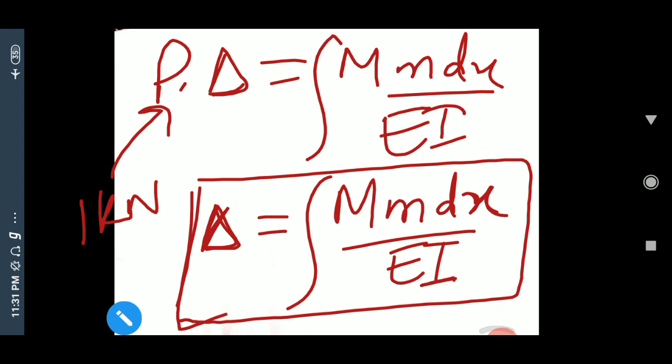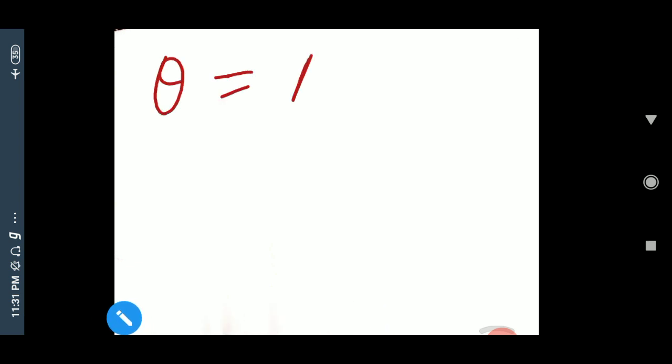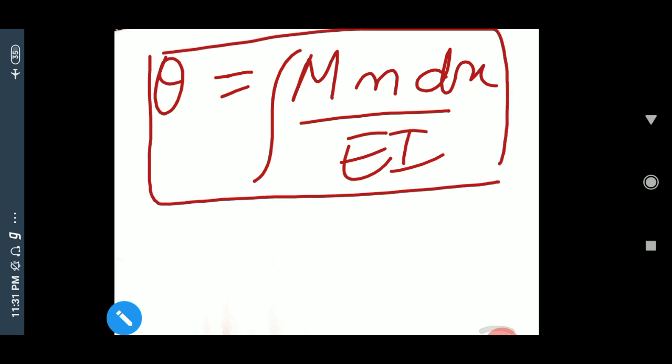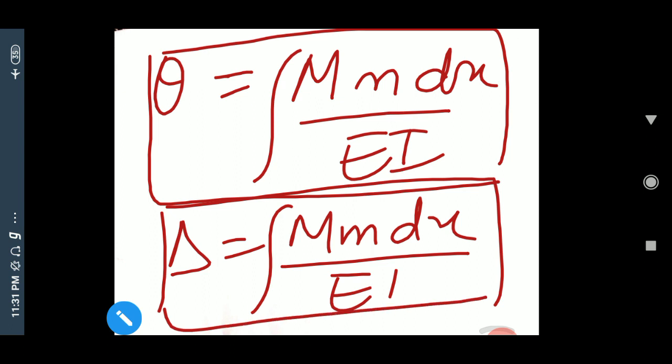Okay, similarly if we are going to deal with the slope, what is the value of slope? It will be a similar one as that of displacement, the integral of Mm dx by EI. But how we are going to use these two equations? These two equations are important for this chapter. Okay, and how we are going to use it, we will see with an example.